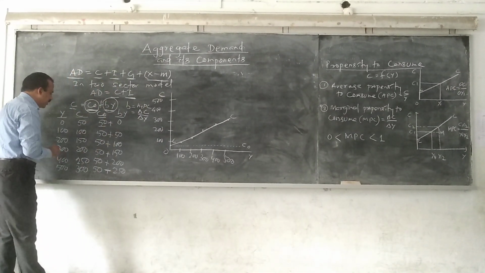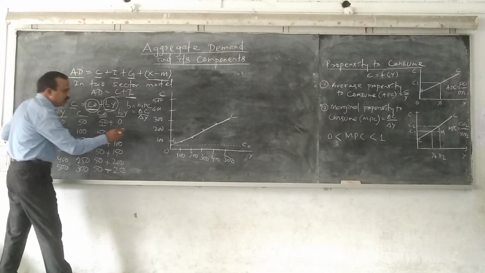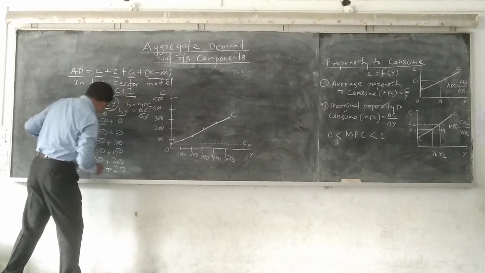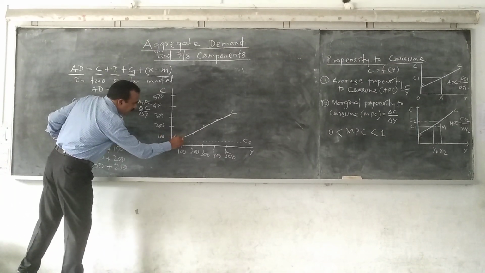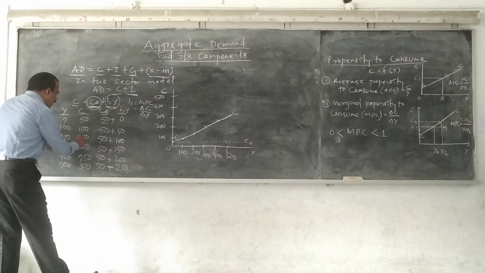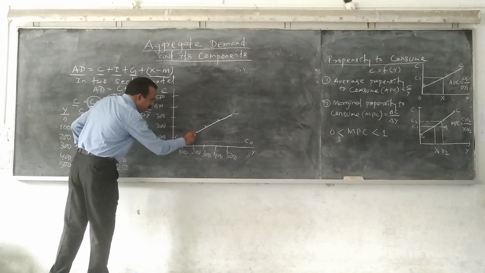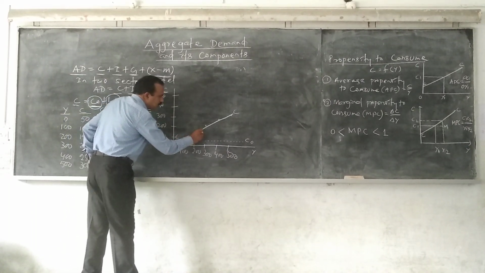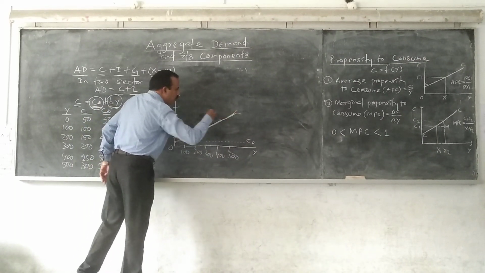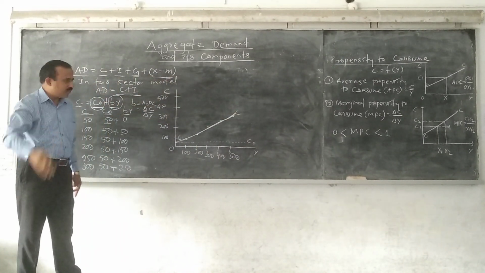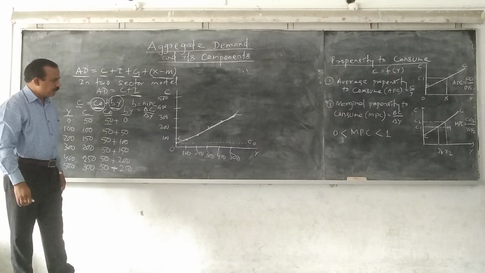In the graph you see at zero income consumption is 50. Similarly at 100 level of income consumption is 100. And at 200 it is 150. Like this we are drawing the consumption curve. CC is the consumption curve which is positively sloped from left to right.